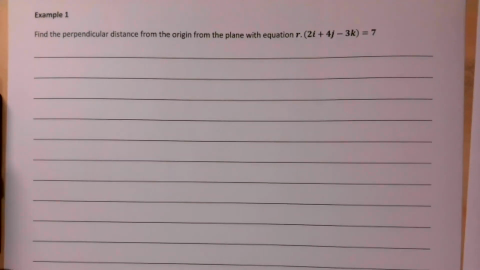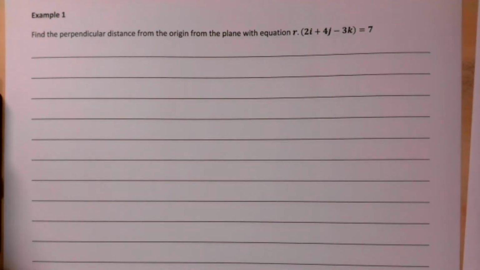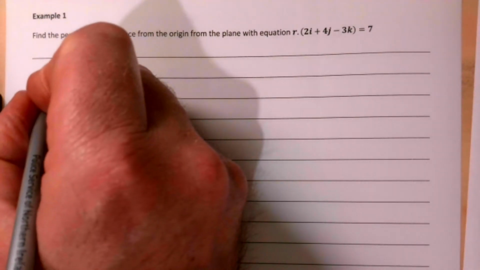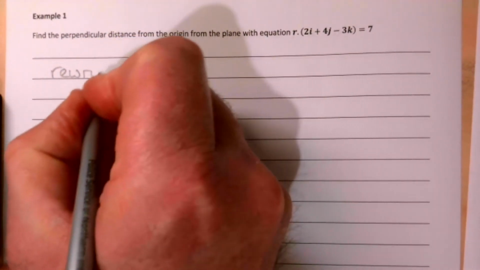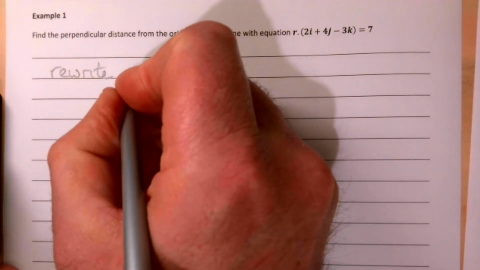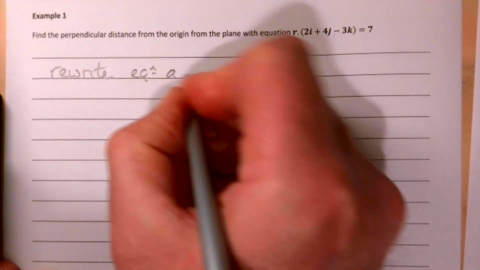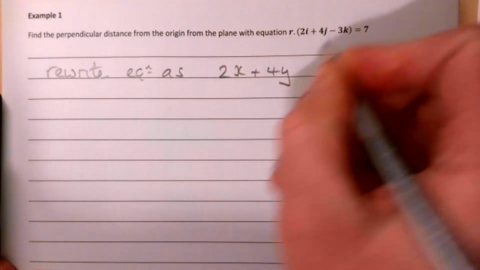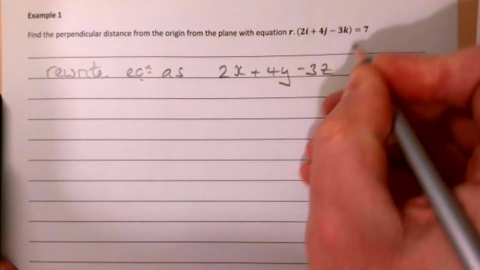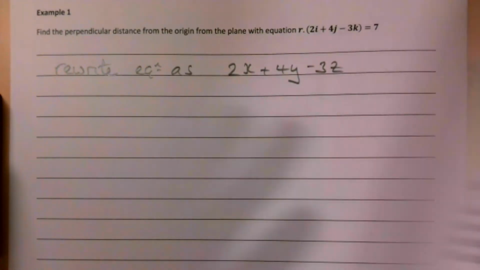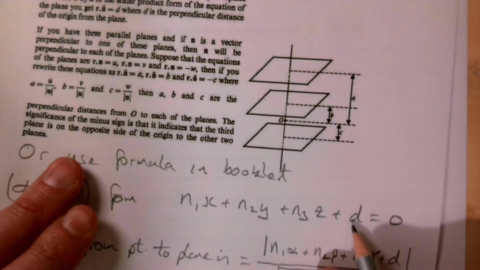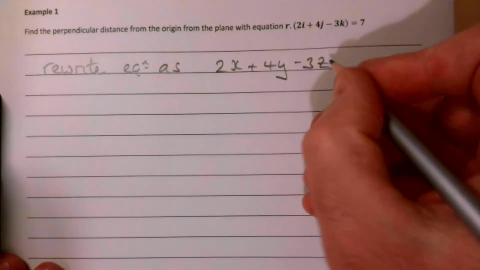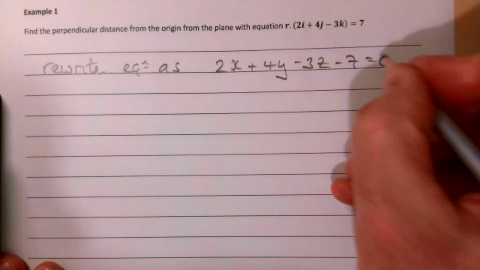Find the perpendicular distance from the origin to the plane 2i plus 4j minus 3k equals 7. So we are going to rewrite the equation in the form we need: 2x plus 4y minus 3z, and remember we have to write it in this form, with the plus d, so we need to take the number over: minus 7 equals 0.